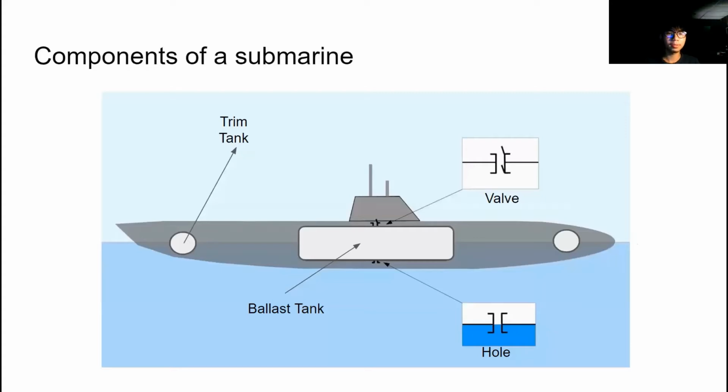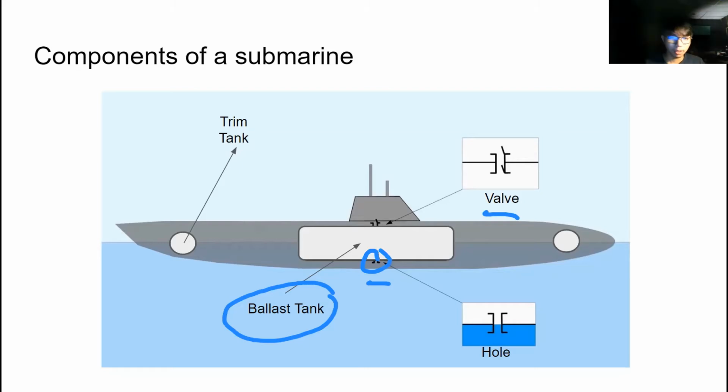Next, let's look at the components of a submarine. So first, the main component of a submarine in order to float and submerge is, of course, the ballast tank. At the top of the ballast tank, there will also be a valve that can be opened and closed. And also at the bottom, there is a hole.